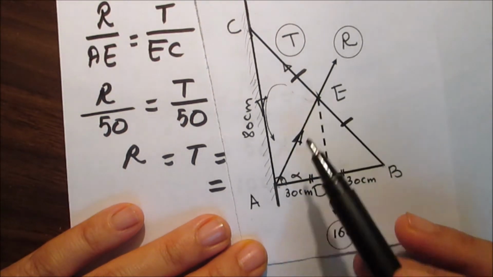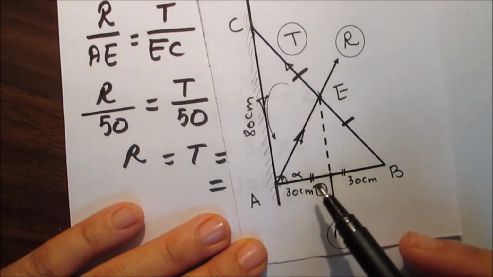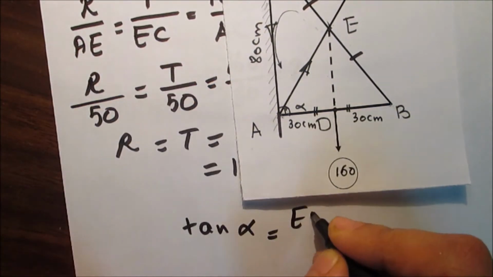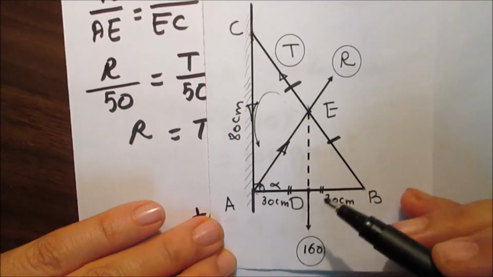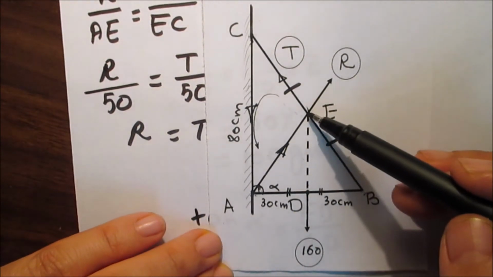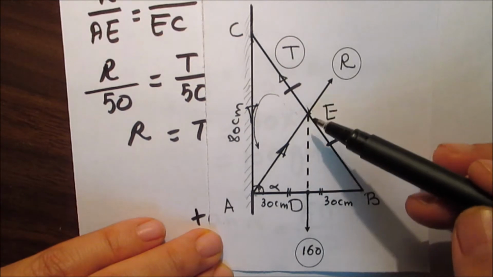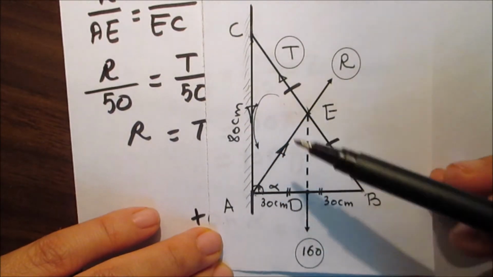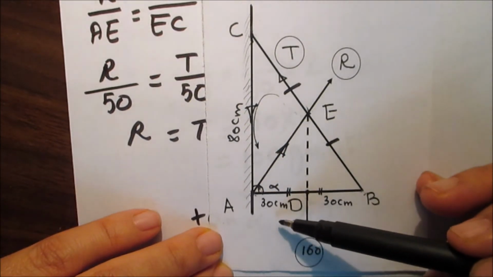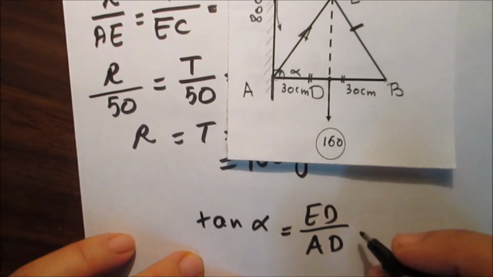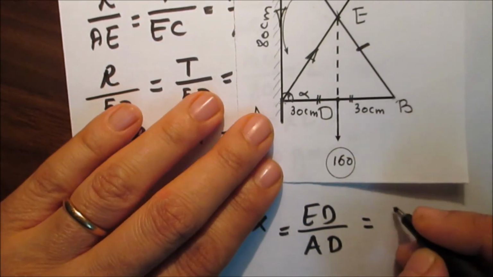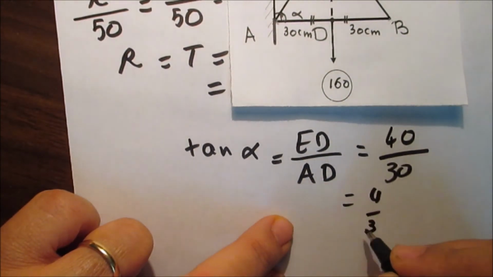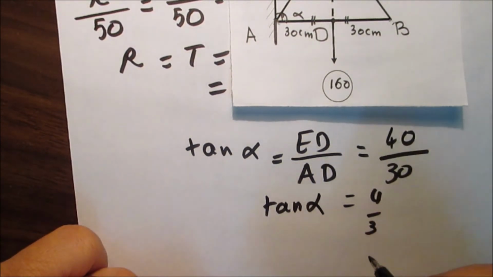Now to get the angle of inclination of the reaction R on the horizontal, or alpha, go to triangle ADE, where tan alpha equals opposite over adjacent. So tan alpha equals ED over AD. Since D is the midpoint of AB and ED is parallel to AC, therefore DE equals half the length of AC. So DE is 40 and AD is 30. So tan alpha equals 40 over 30, which is 4 over 3.